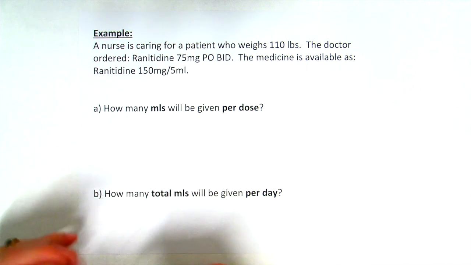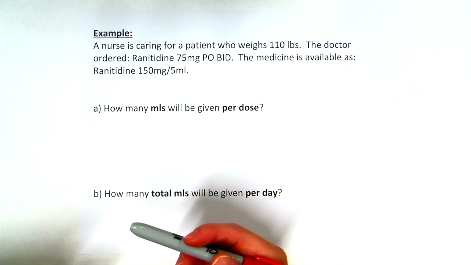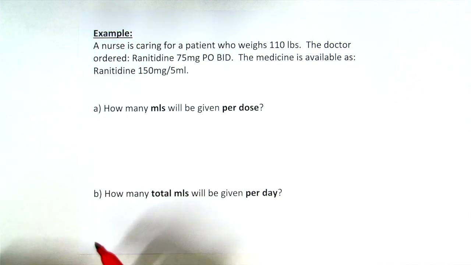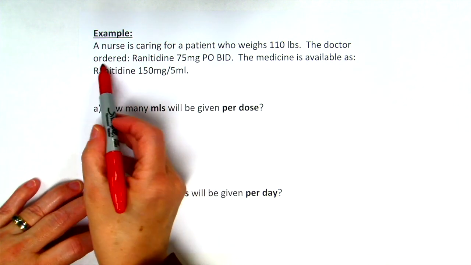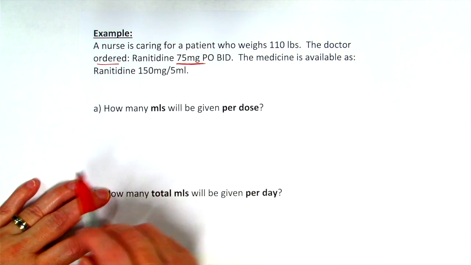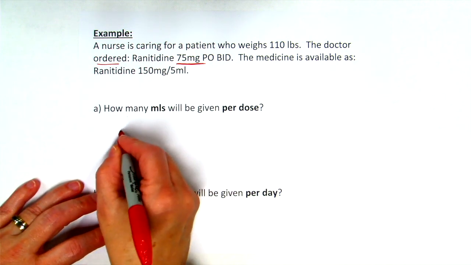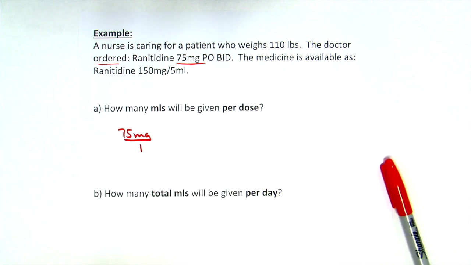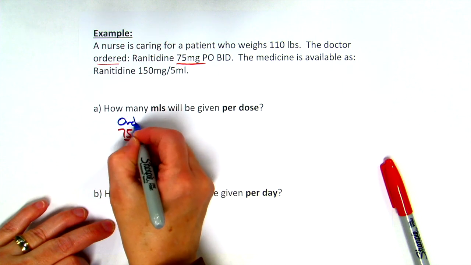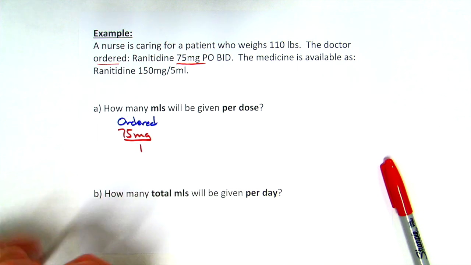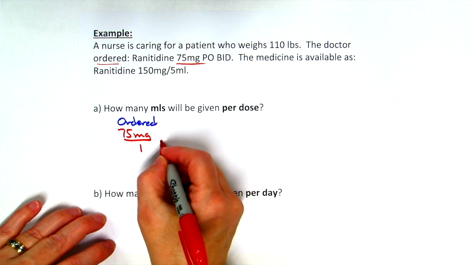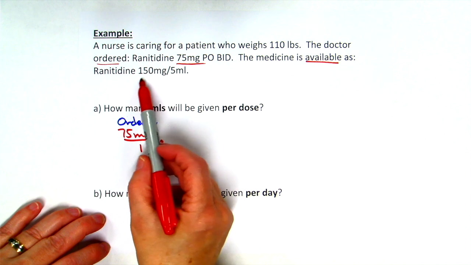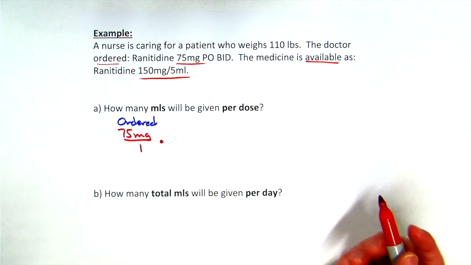All right, so again, we're going to go with that same pattern. We're going to take what was ordered and multiply that by what is available. What was ordered was the 75 milligrams. So I'm going to go 75 milligrams over 1. I'm going to go ahead and label that as ordered. I want to multiply that by whatever I have that is available. The medicine is available as 150 milligrams per 5 milliliters.